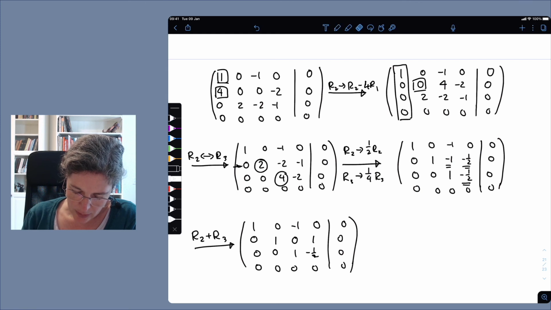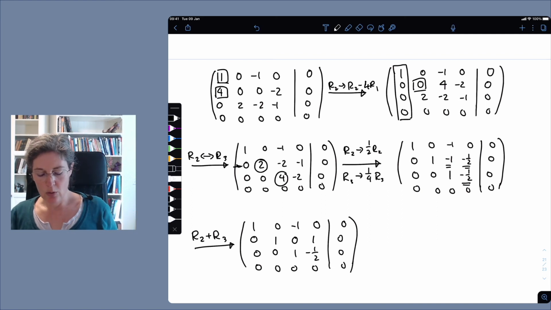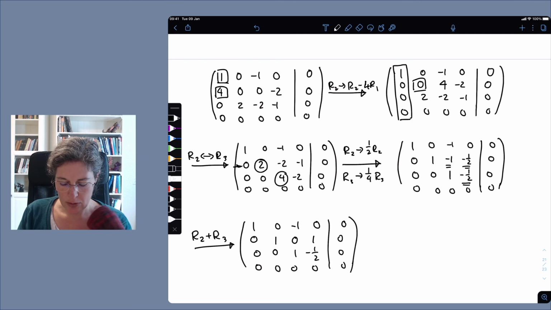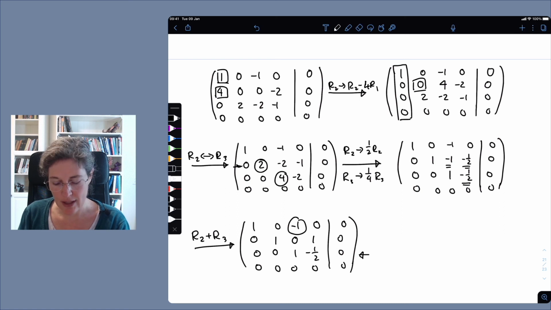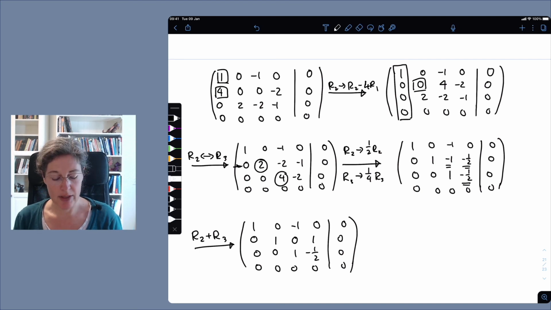Okay, and that is about as good as we can get. We're not going to be able to get rid of, for example, this -1 here, because the only thing that we could do would be to add a multiple of row 3, but then that's going to affect this 0 here. So things would only change. Okay, so it might look like this is not super helpful, but in fact, we can tell quite a lot.